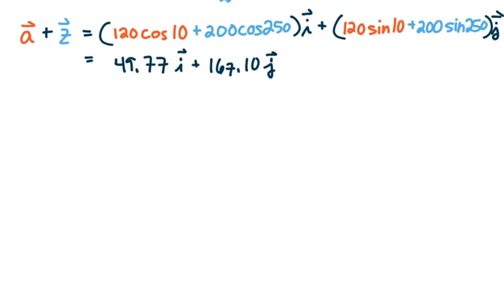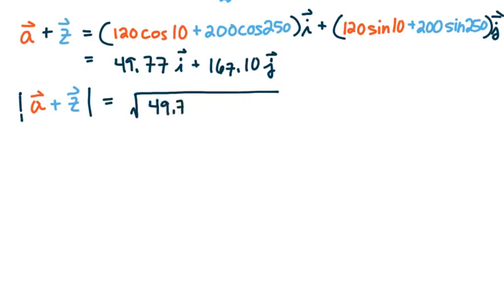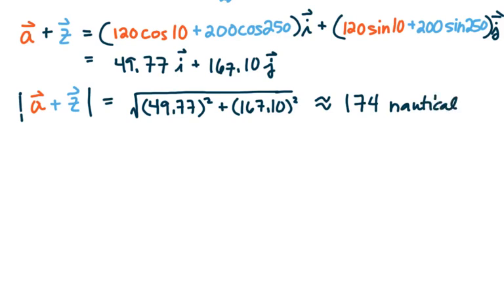Here I have my resultant, the magnitude of A plus Z. And of course, we would use exact values in our calculator, not these rounded values that I'm writing on the screen. 49.77 squared plus 167.10 squared. If I plug that into my calculator, I'll get 174 roughly, and that will be in nautical miles.